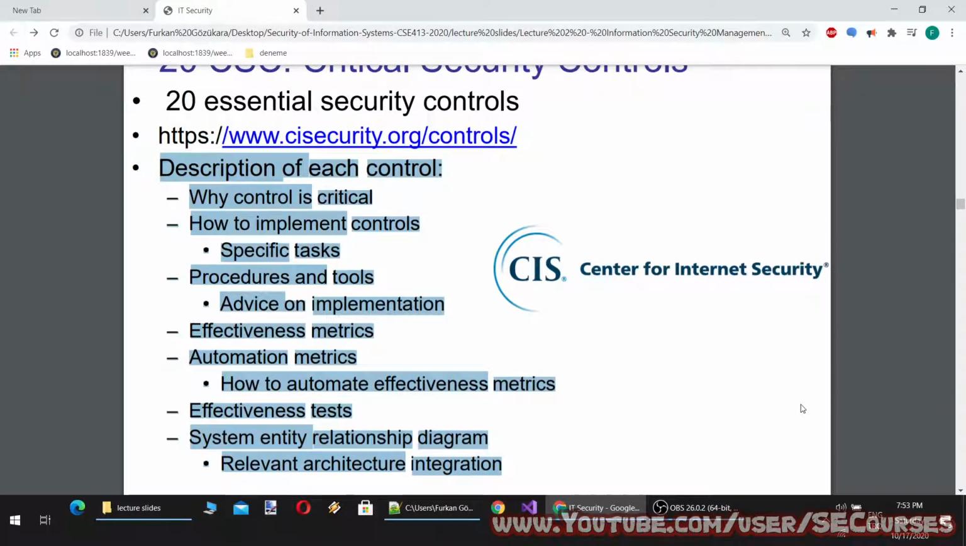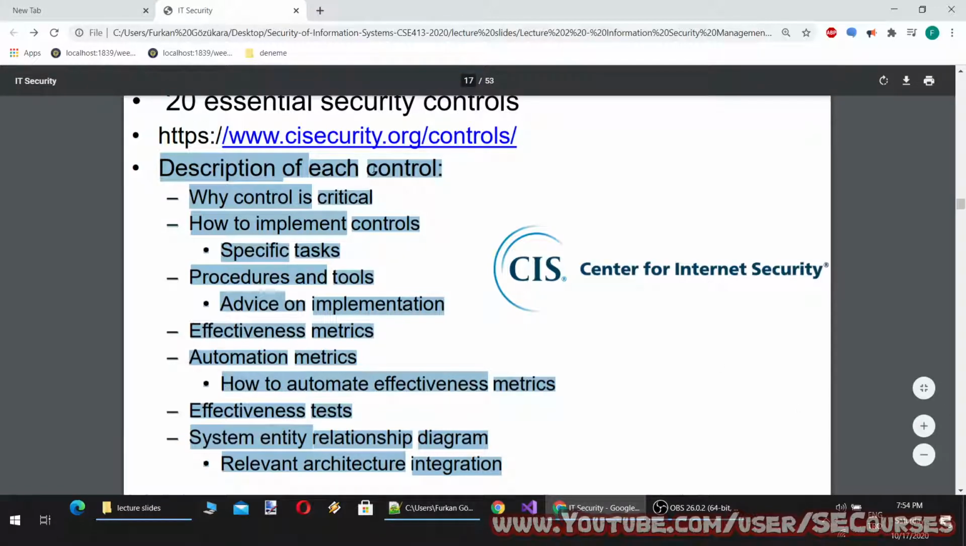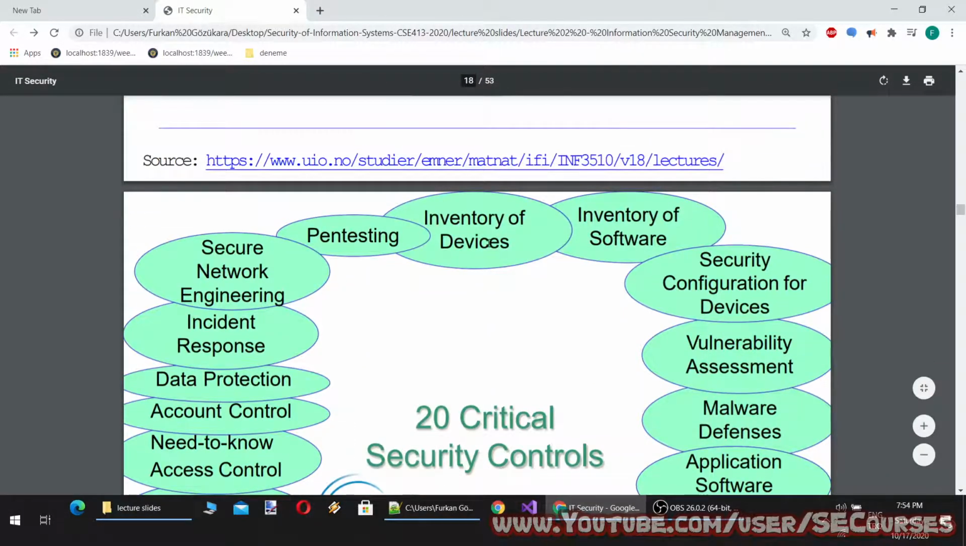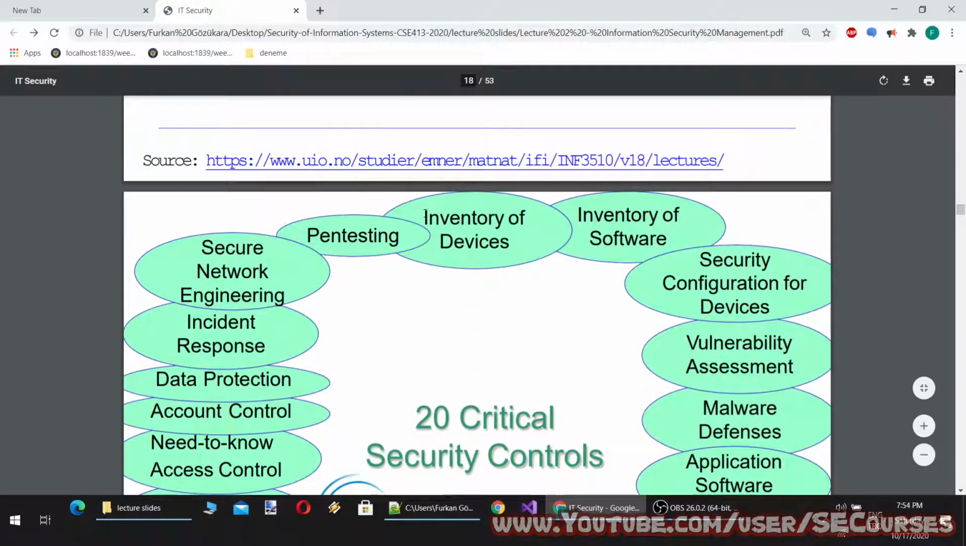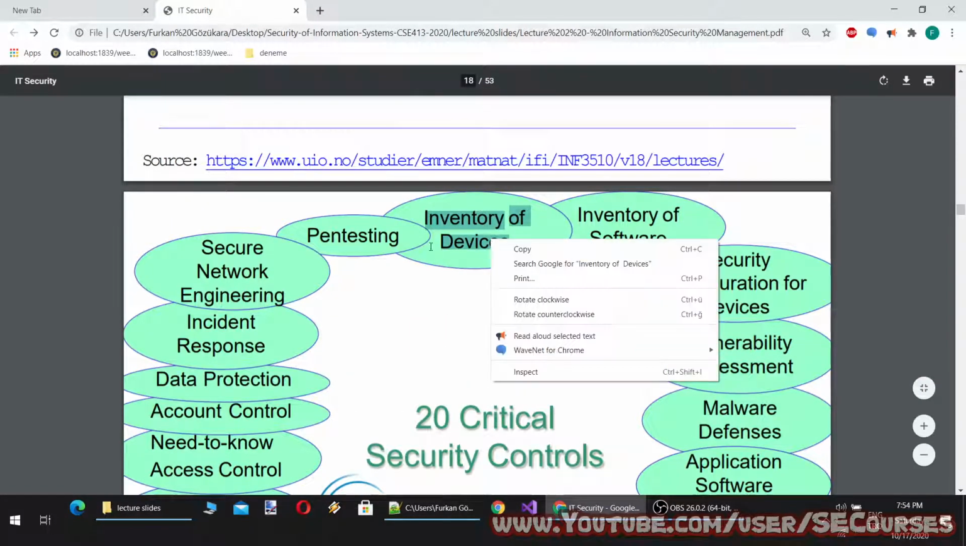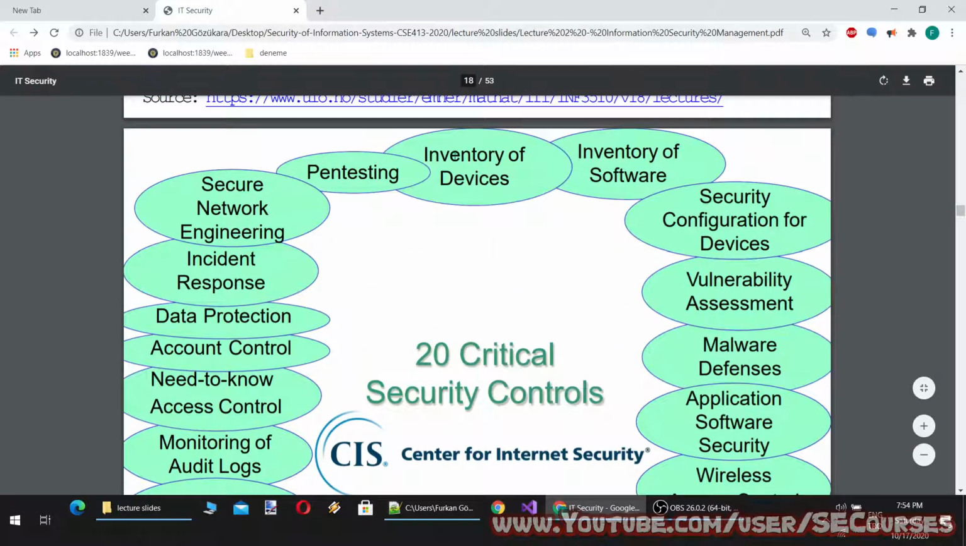Description of each control, why control is critical, how to implement controls, specific tasks, procedures and tools, advice on implementation, effectiveness metrics, automation metrics, how to automate effectiveness metrics, effectiveness tests, system entity relationship diagram, relevant architecture integration. Okay, so here are the 20 critical controls. Let's read every one of them. And let's start from here.